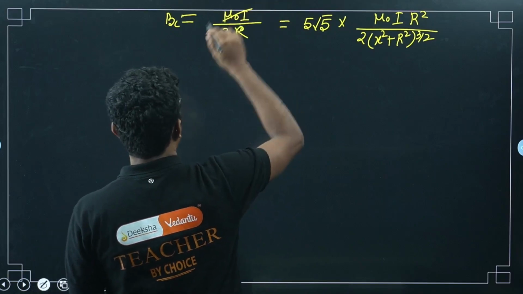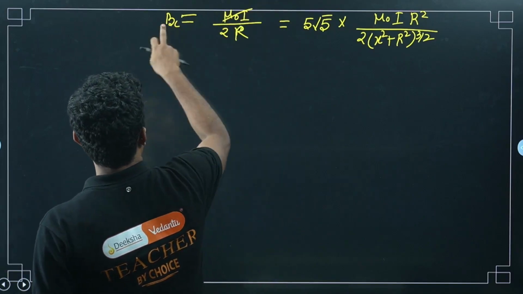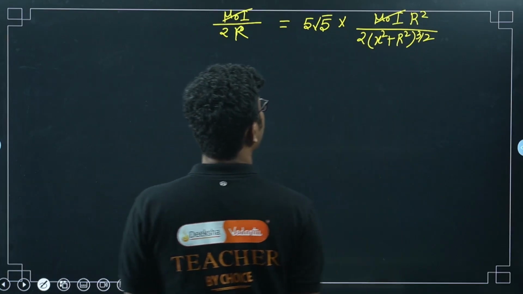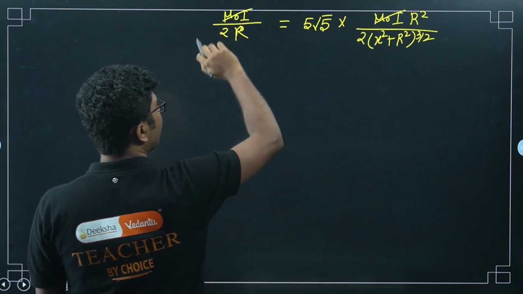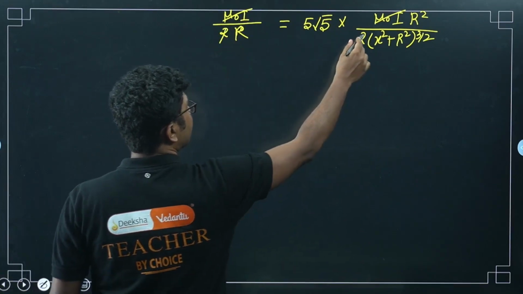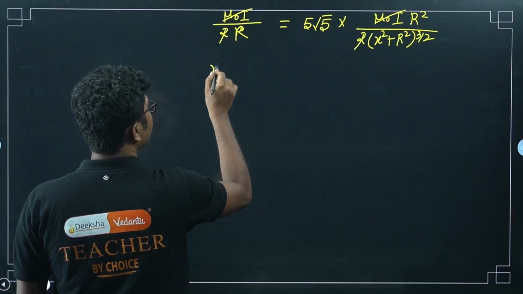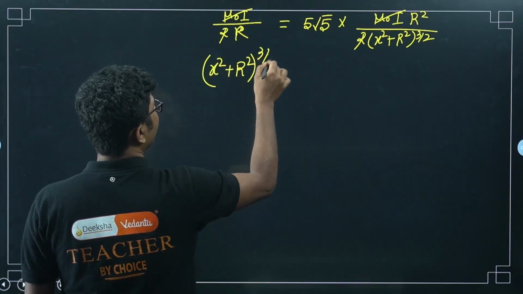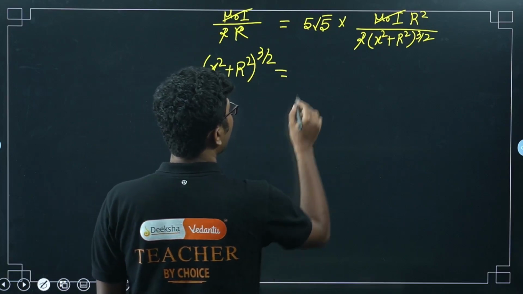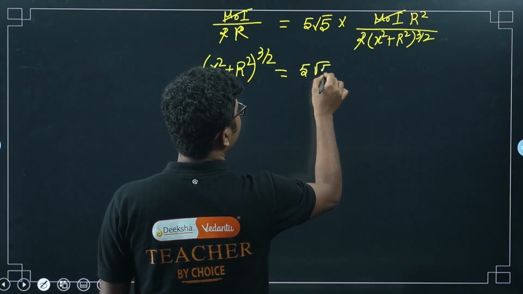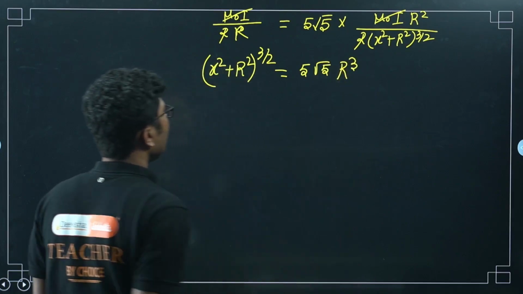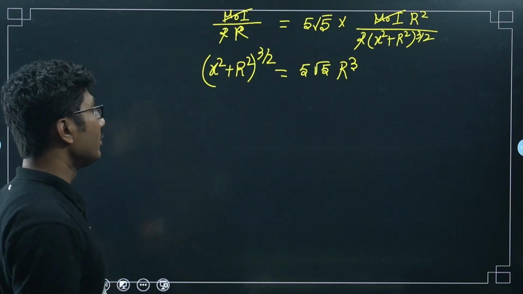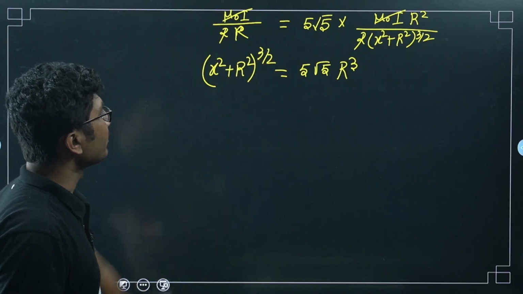Now if we compare, we can cancel mu naught I, and then bring it onto this side. 2 also cancels. So x square plus r square to the power 3 by 2 equals 5 root 5 r cube. Okay, now what do we have to do first? We have to take care of this by 2. I told you previously also. So we have to take care of this by 2.